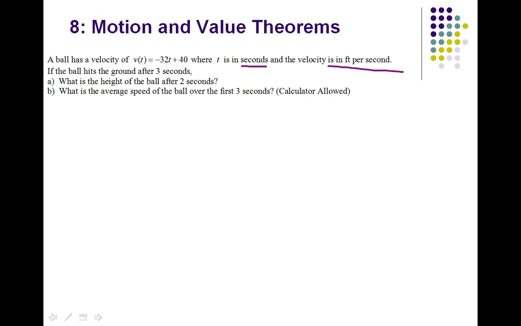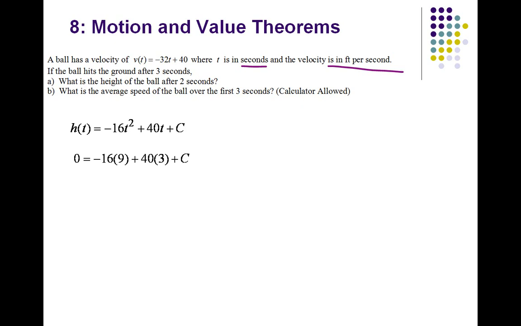The ball hits the ground after 3 seconds. The first question asked is, what is the height of the ball after 2 seconds? Well, first I need to do the antiderivative, because height is going to give me the antiderivative of velocity. That's basically my position function. The antiderivative is -16t^2 + 40t + c.